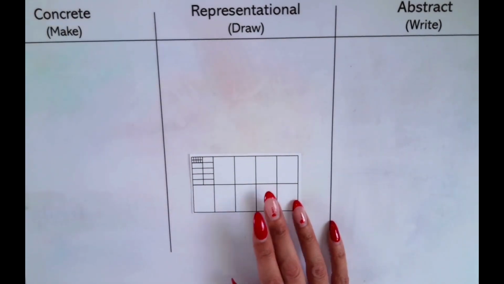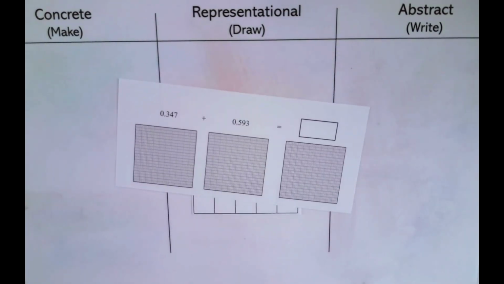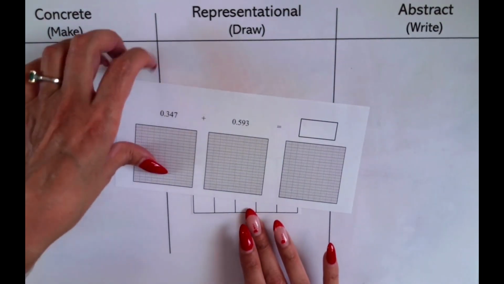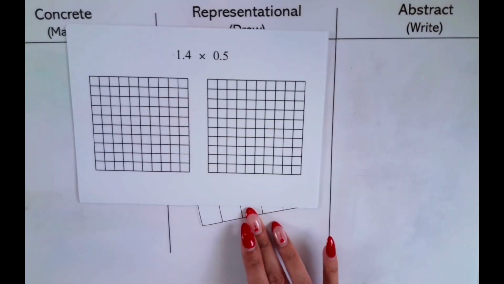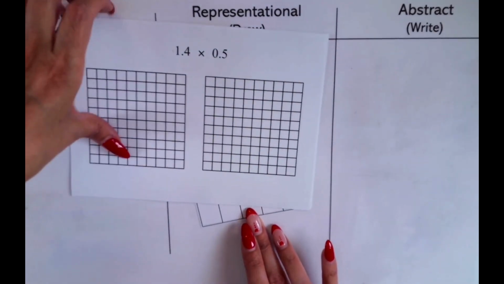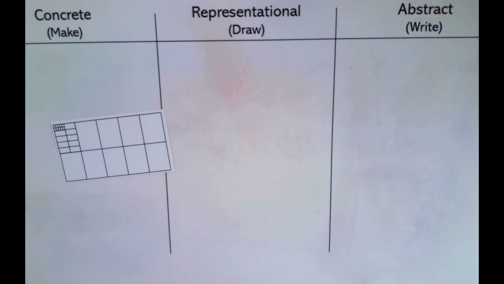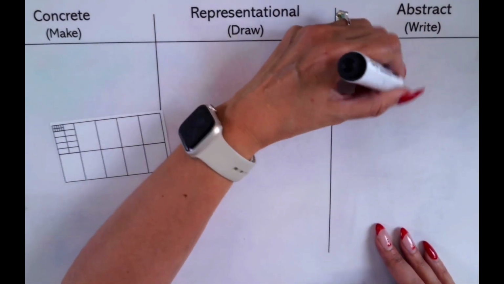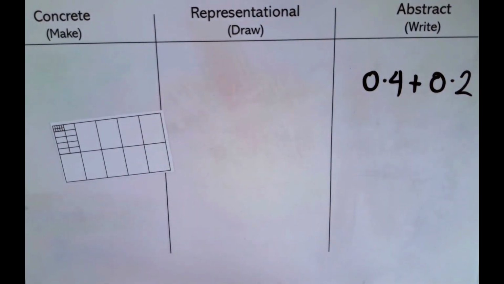So in this video, I'm going to be looking at the Decimat. I'm also going to be looking at something called the thousandth grid, and I'm going to show you how we can add using the thousandth grid. And also we're going to be looking at the 100th grid. Now, first thing I'm going to do is I'm going to give you a number sentence, a problem. I'm going to start with 0.4 plus 0.2.